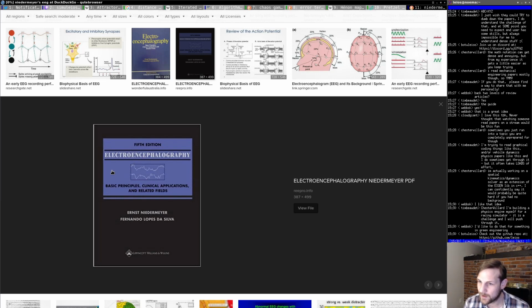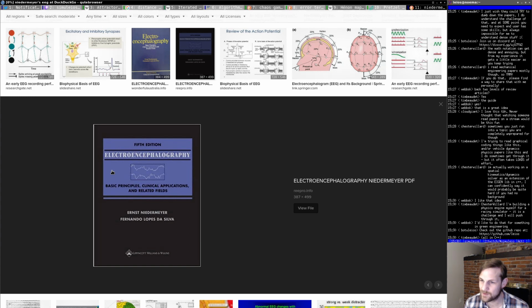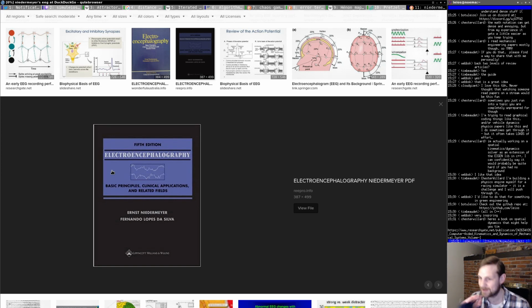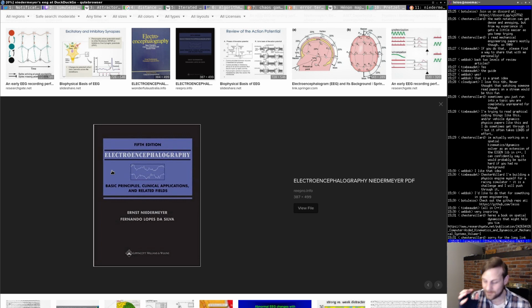What do we have here? I'm trying to read graphical coding things like this or vehicle dynamics physics papers like this. And I do sometimes get through it, but it takes a load of effort. Right, I mean, that's the thing. I love doing it so much that for me, it's like, this is amazing. Any day I would take a dense 3-page research paper, which is going to take you 30 to 40 minutes to go through, over a 30-minute YouTube video. I love reading the papers.